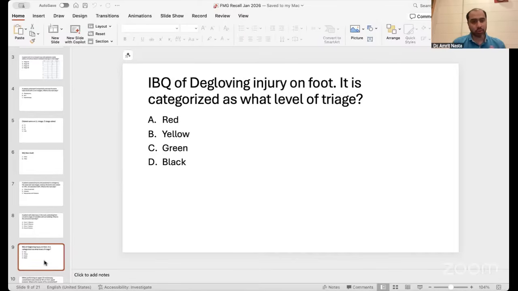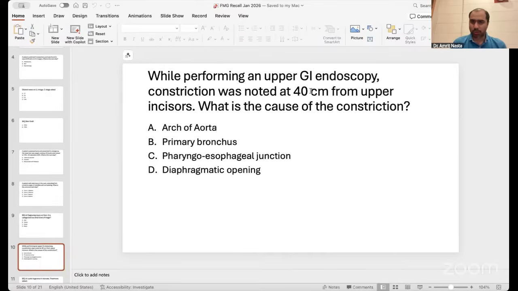Yeah. So video, it was not a video, na? The video question, blood is coming. But yeah, if bleeding is there, automatically it becomes red. This I'm sure must be covered in anatomy. Constriction 40 centimeters is diaphragmatic crura. So this we can skip.